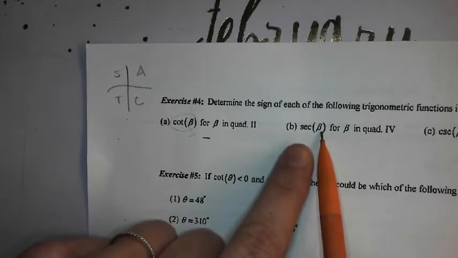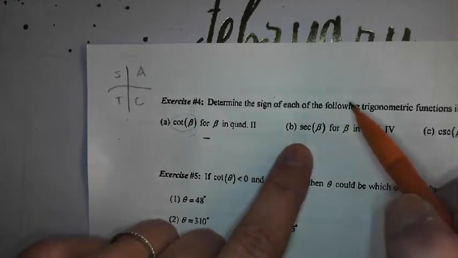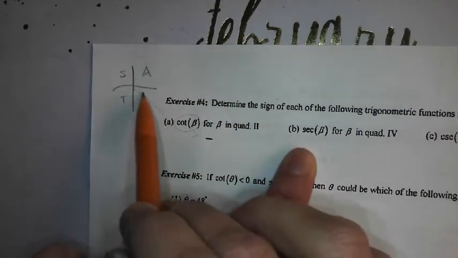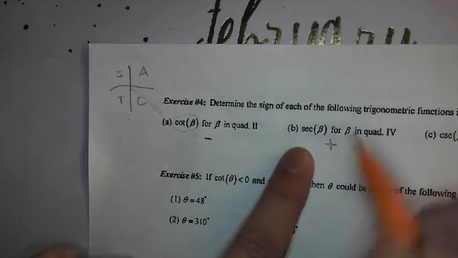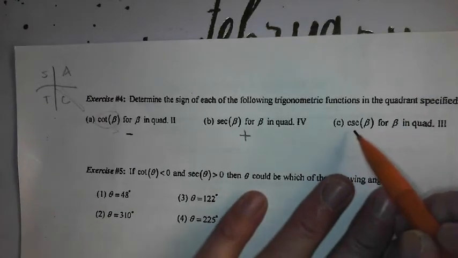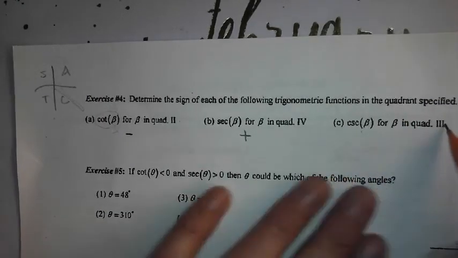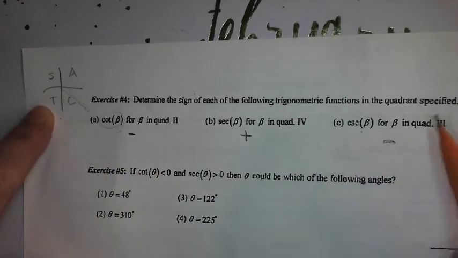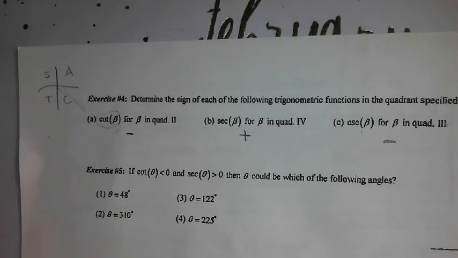Secant is going to follow what? Secant behavior is going to be the same as cosine behavior, right? So the cosine in quadrant 4 is what? Positive, so the secant will also be positive. And lastly, cosecant follows the rules of sine. So sine in quadrant 3 is what? Negative, so that's negative. Good, good?